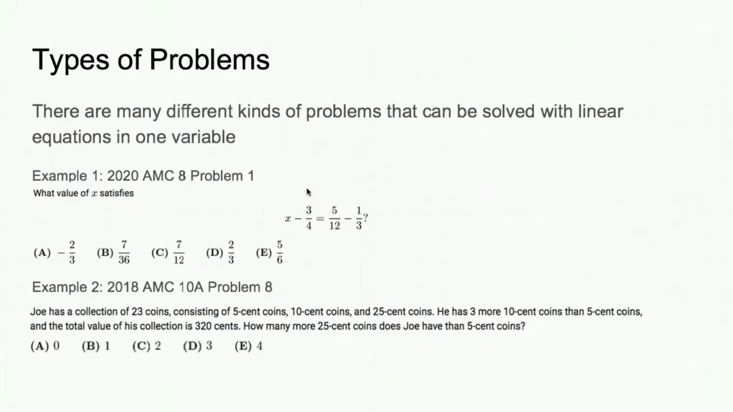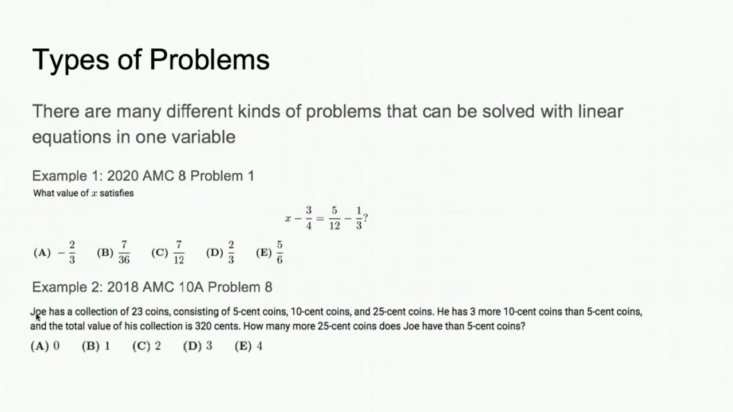Next, I'd like to give a couple examples of real contest problems that can be solved using linear equations in one variable. First up, let's take a look at the 2020 AMC 8 problem number 1. The question reads, what value of x satisfies x - 3/4 = 5/12 - 1/3? So first, let's notice that this is a question about a linear equation in one variable. There is one variable, x, and the exponent on the variable is 1. Next, we notice that in this case, the equation is already given to us, and our goal is to solve it.